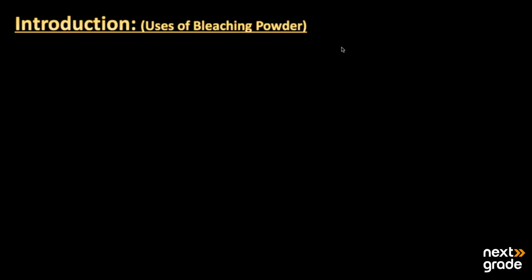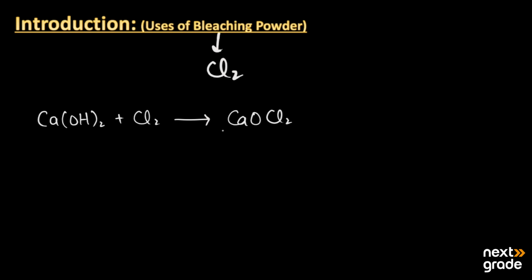So, the topic that we are going to discuss today is the uses of bleaching powder. As we have discussed earlier, what does bleaching powder mean? Basically, it is a compound of chlorine in which calcium hydroxide, which is slaked lime, reacts with chlorine and produces the compound named bleaching powder.